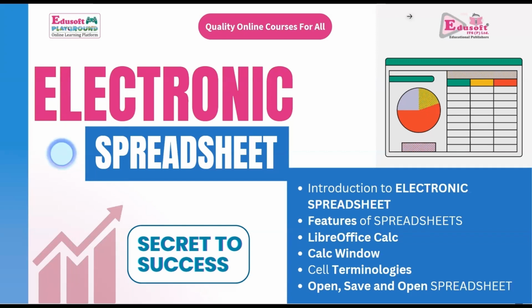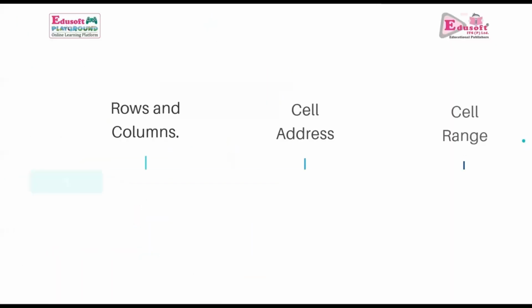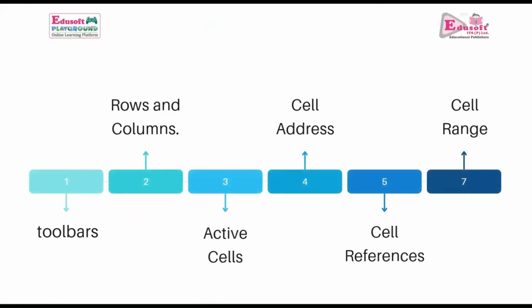Before starting on this topic of electronic spreadsheet, we need to understand what are the following topics which we are going to cover in this session. We are going to learn about toolbars, rows and columns, active cells, cell addresses, cell references, and the cell range.